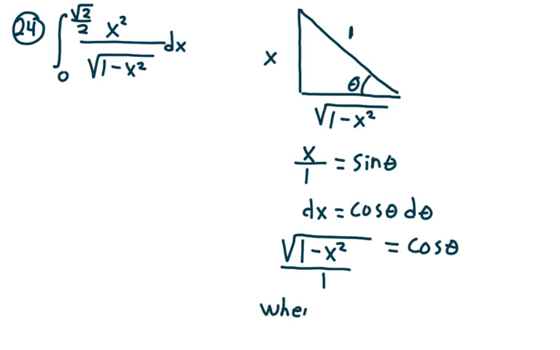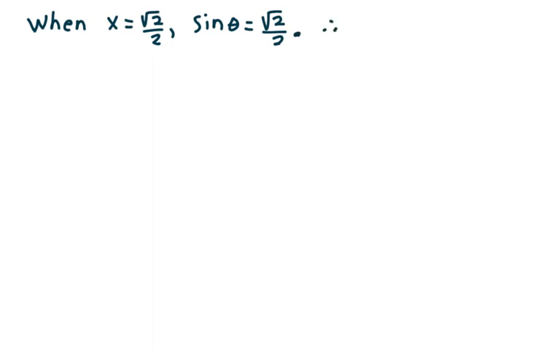So, when x is 0, can we agree theta is 0? Because we need the limits in terms of theta. When x equals the square root of 2 over 2, we have sine of theta equals the square root of 2 over 2. And so, therefore, theta is going to be pi over 4. And so this is the integral from 0 to pi over 4.